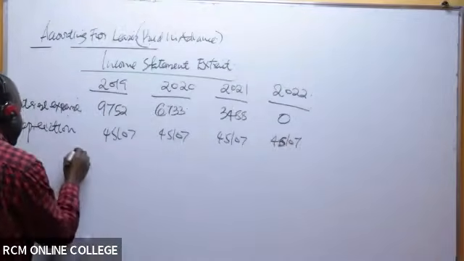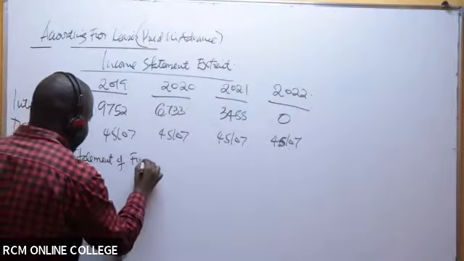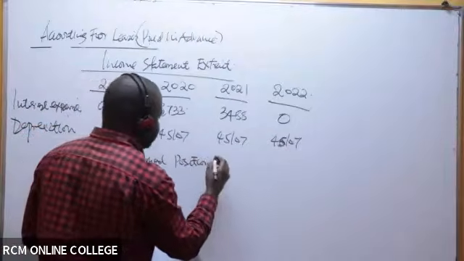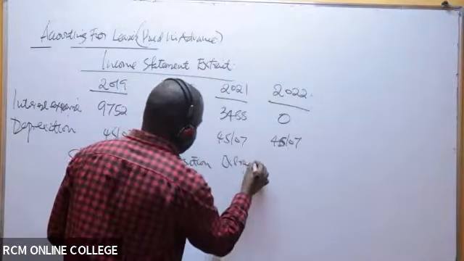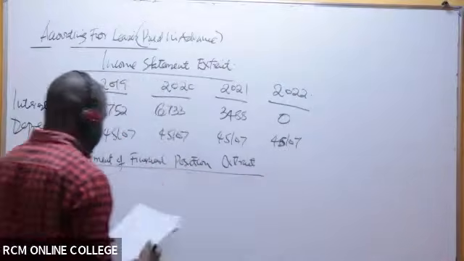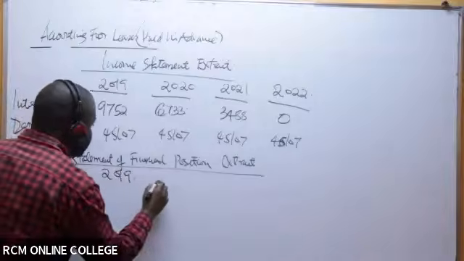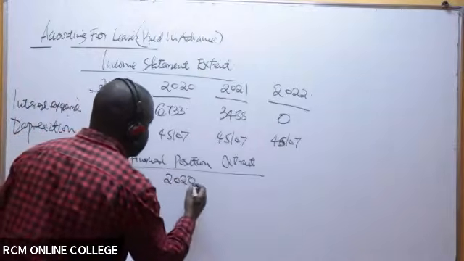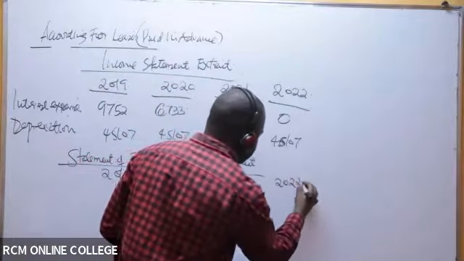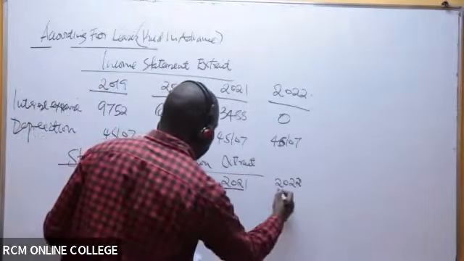Then we can come up with a statement of financial position extract. So in this case, we have 2019, 2020, 2021, and 2022.